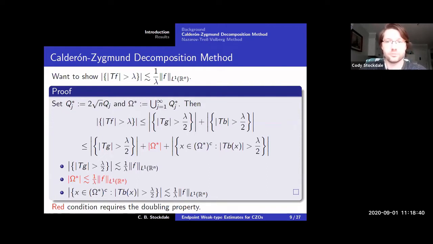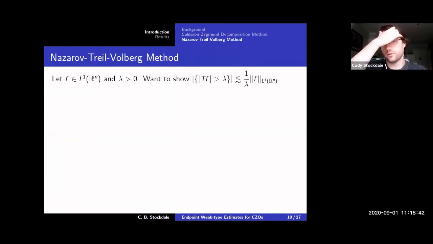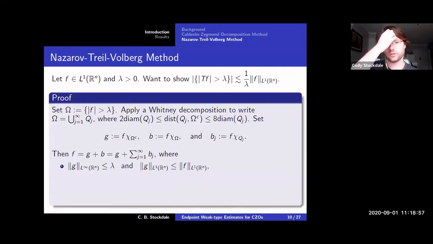Okay, so for the next proof, we want to avoid those red spots where we use the doubling property and still get the same estimate. So the proof has to differ already at the beginning. It's going to be somewhat similar in flavor, but it's going to have to be different. So the way that we decompose our functions is going to have to be different as well. So at the beginning, we're going to set this set omega to be just where f is larger than lambda. So we're looking at this level set of f.